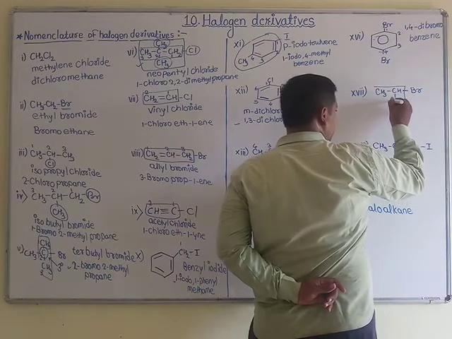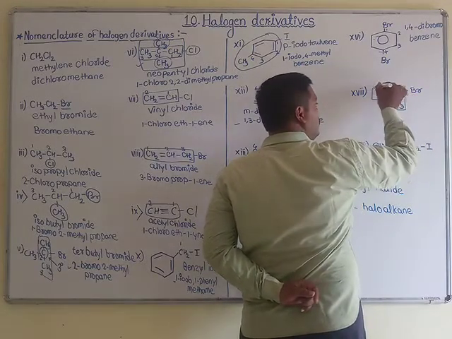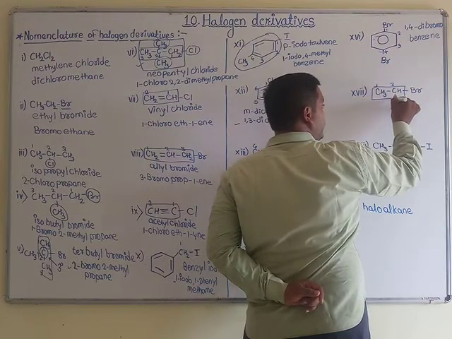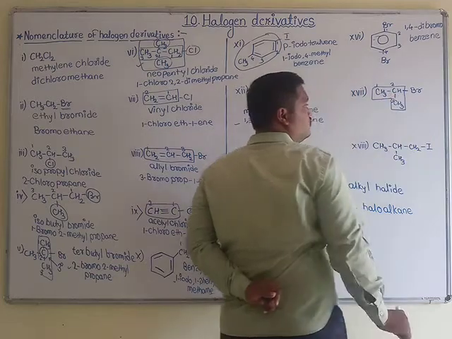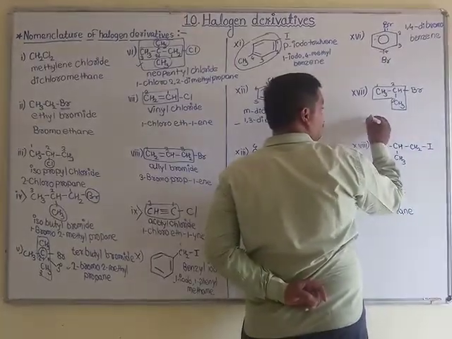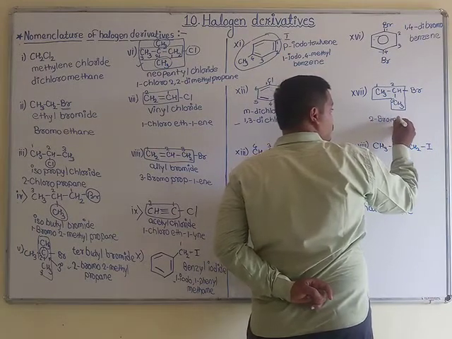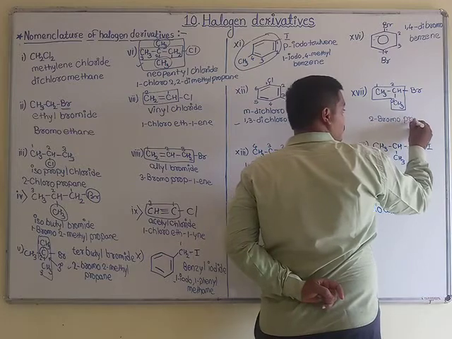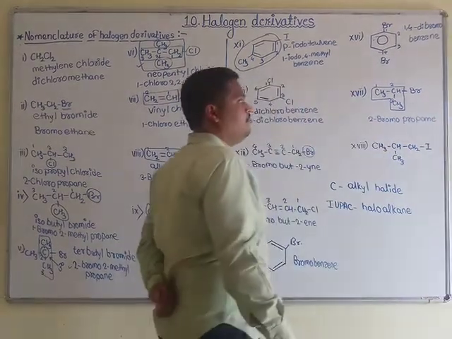What is the next compound? This one is our next compound, having a substitution on the second carbon. Here numbering starts from one end to the other. Okay, 3 carbons are present and on the second position there is a substitution, therefore 2-bromopropane is the IUPAC name for this compound.